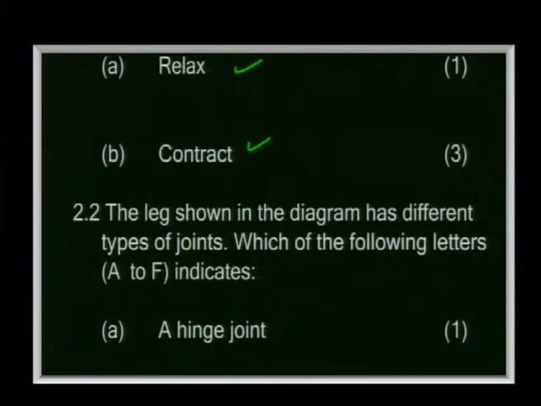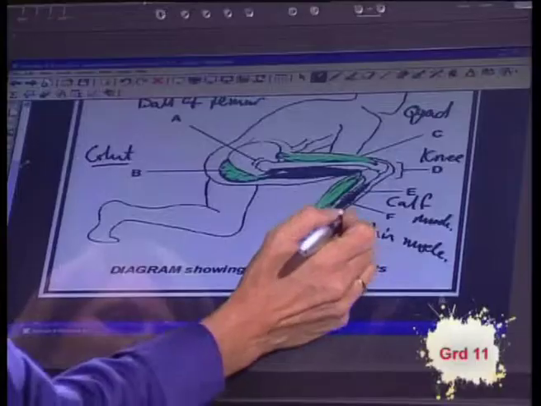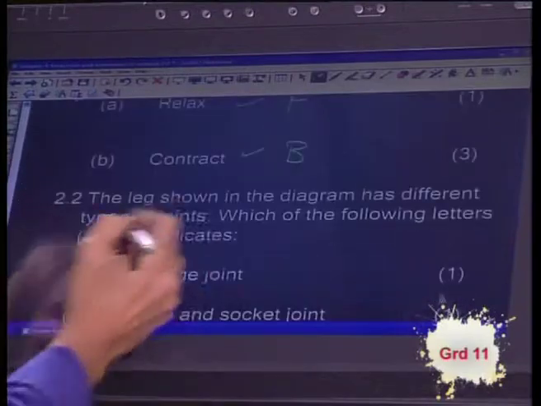So to relax would be F, and then clearly to contract would be B, I think it was C, and E. So it's B, C, and E.